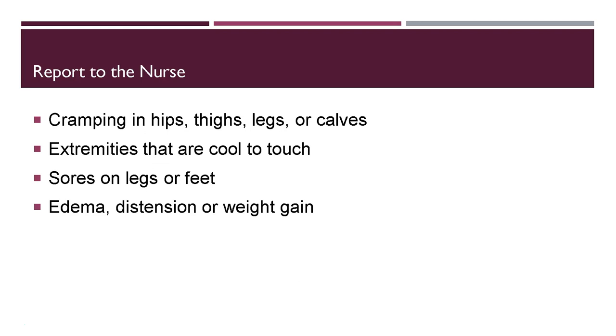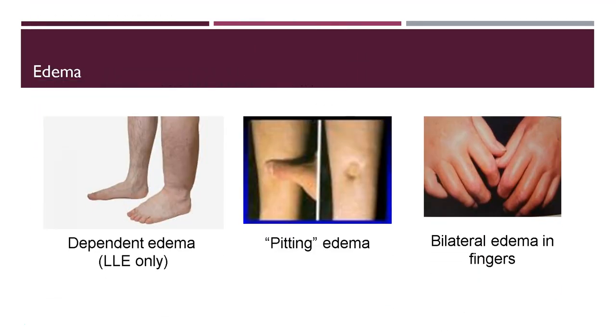Also report cramping in hips, thighs, legs, or calves, extremities that are cool to touch, sores on the legs or feet, edema, distension, or weight gain. Edema is different than physical weight gain, but it will show up as weight gain on a scale. Edema is fluid that has moved out of the bloodstream into tissue and has not returned at the rate it should. It wasn't reabsorbed. Those tissues are not meant to hold that much fluid.